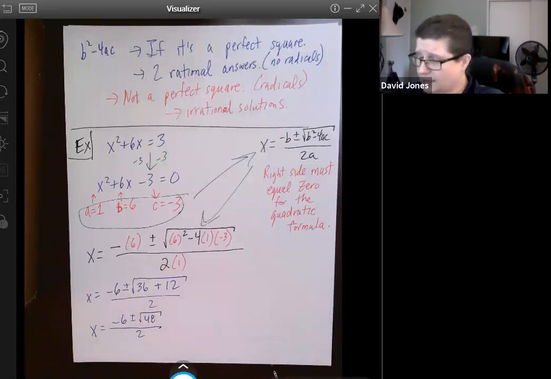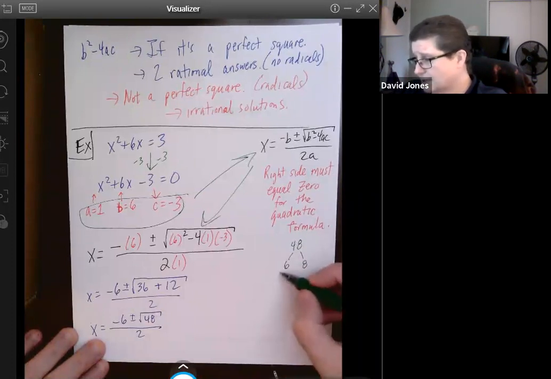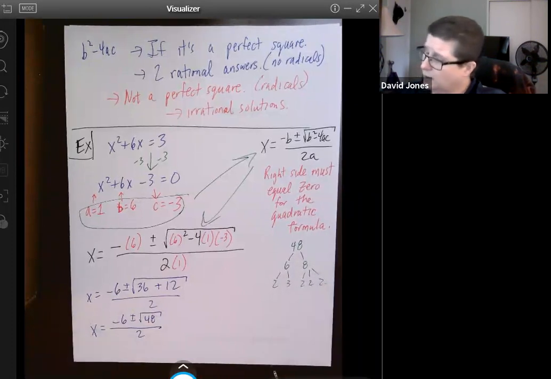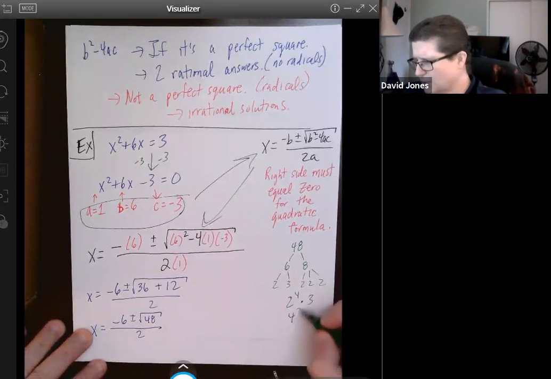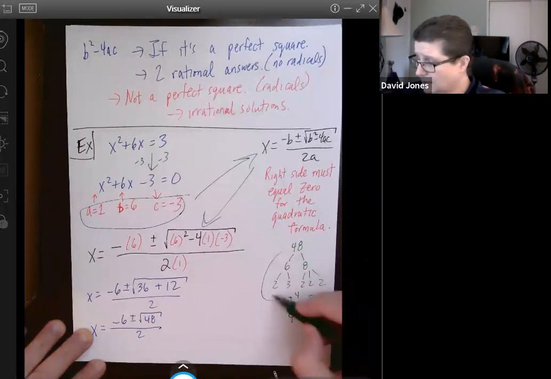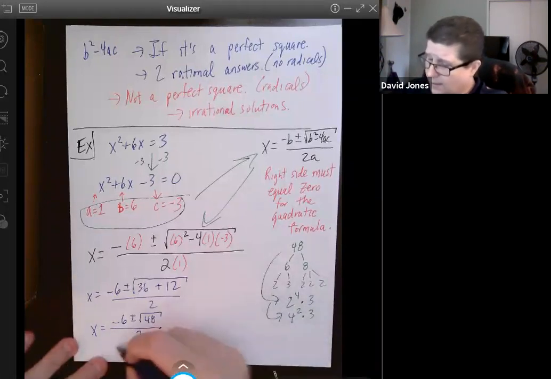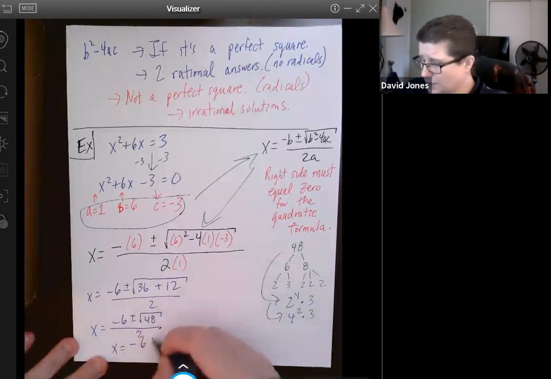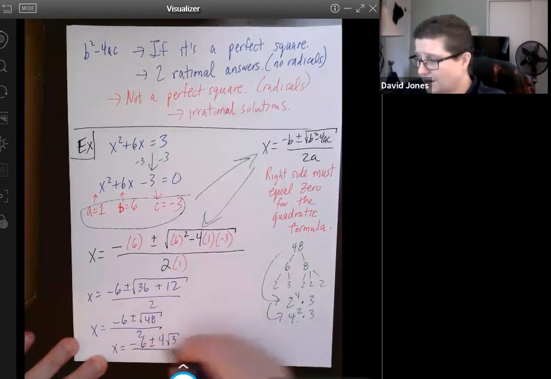Let's see, 48 is 6 times 8. This is 2 times 3, and that's 2, 2, and 2. 48 is 2 to the 4th times 3, or 4 squared times 3. So x equals negative 6 plus or minus. I can pull out the 4 squared and make it 4 on the outside, root 3, all over 2.